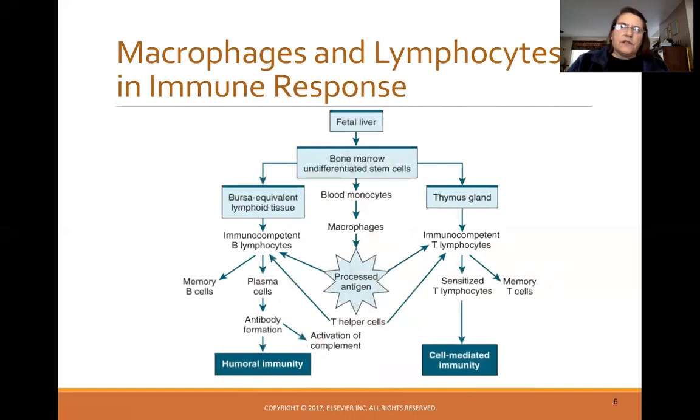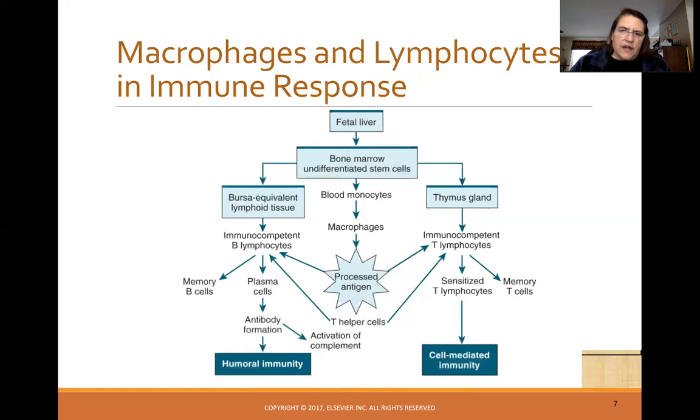All right, so this slide is probably going to look somewhat familiar, and this is in your book. This is just a breakdown of macrophages and lymphocytes in the immune response. I'm going to let you take a peek at this and go over it in the book because we went over this last week. This is just the way the humoral immunity and the cell-mediated immunity respond to invaders.